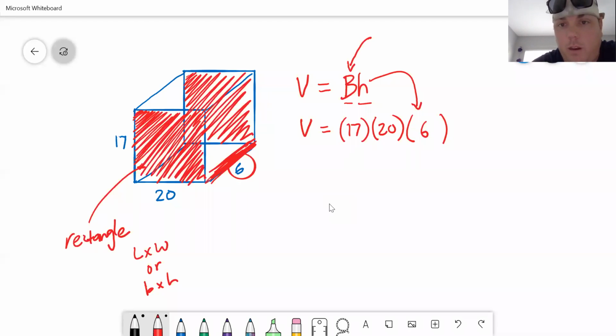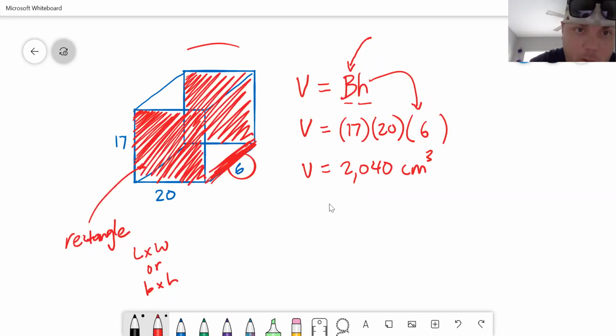And all we need to do is multiply 17 times 20 times 6, and we're going to get our volume. Okay, why don't you guys do that? So 17 times 20 times 6 equals 2040 is what I got. Let me just double check. 20 times 6. Yep, that's what I got. So we get 2040, and I think it was centimeters, but I'm not exactly sure. Centimeters cubed.